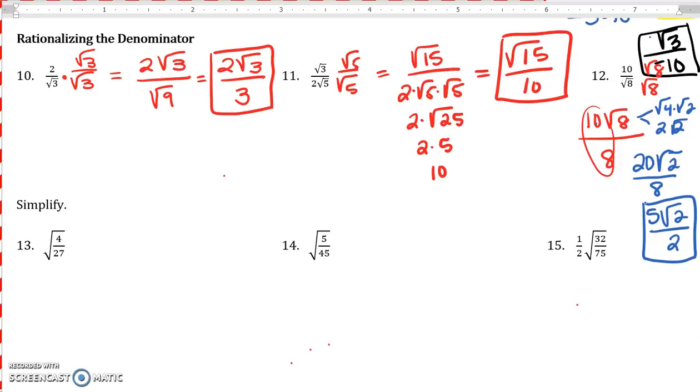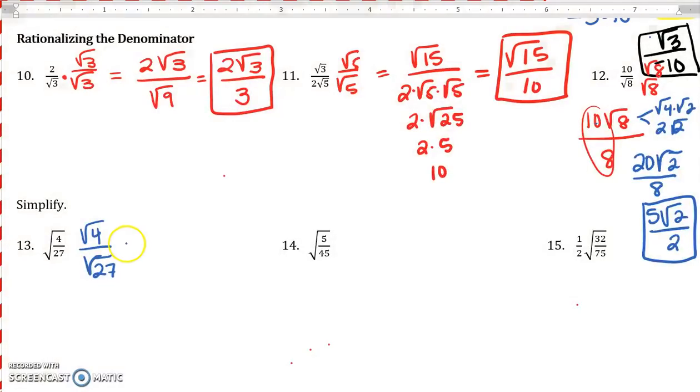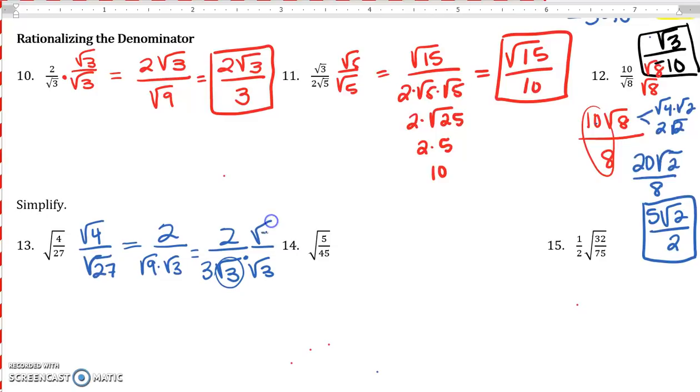All right, number 13, I have 4 and 27. So I'm going to split this as a square root of 4 over the square root of 27. Square root of 4 is 2, and the square root of 27 is root 9 times root 3, which is 2 over 3 root 3. But what can you not have in the denominator? That's square root. So then you need to multiply the bottom by root 3 and the top by root 3.